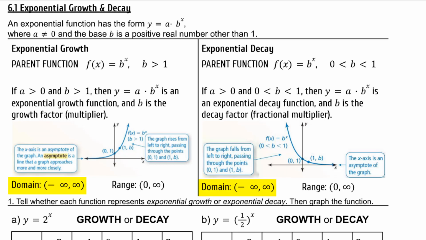The domain for exponential growth and decay is negative infinity to infinity, but the range is from 0 non-inclusive to infinity. Remember, 0 is the asymptote. Y equals 0 is what the graph is approaching but never touches. The main points of exponential growth and decay would be 0, 1, and 1, b.